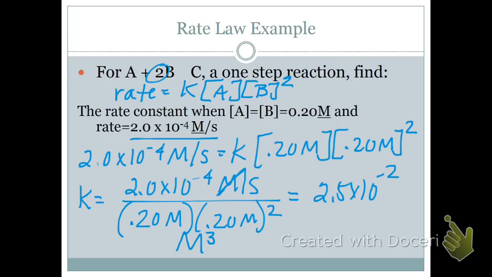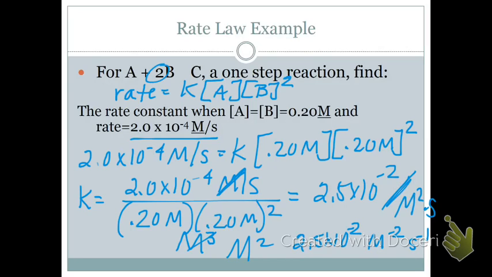This molarity would cancel out, and what would that leave you with on the bottom? M squared. So you can write it as M squared times seconds on the bottom, but oftentimes you will see it as M to the minus 2, S to the minus 1, so that they don't have to use the slash. That just means it's supposed to be on the bottom.